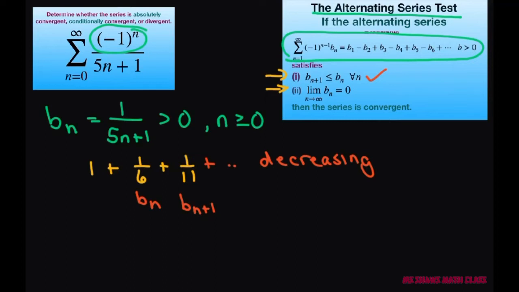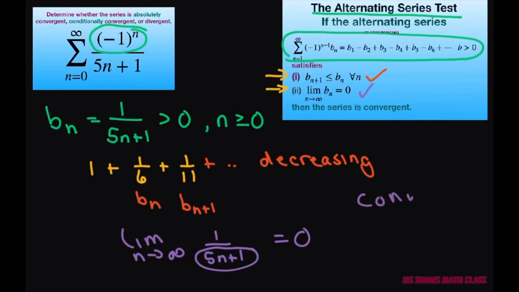And now we have to take the limit. So we take the limit as n approaches infinity of 1 divided by 5n plus 1. Now, as this number gets larger and larger, this is going to go to 0. So that was an easy one that satisfies. So this is convergent. But we really need to check for absolute convergence.